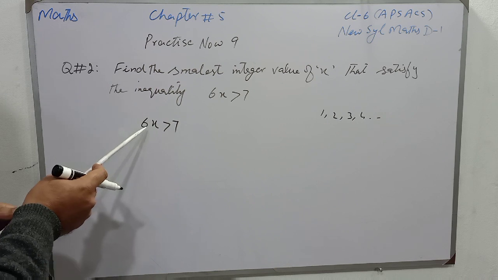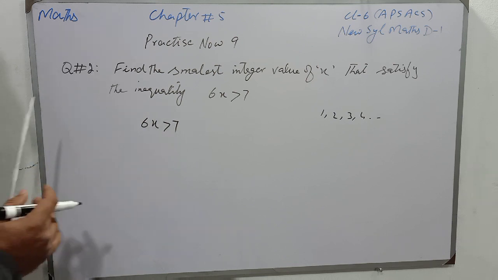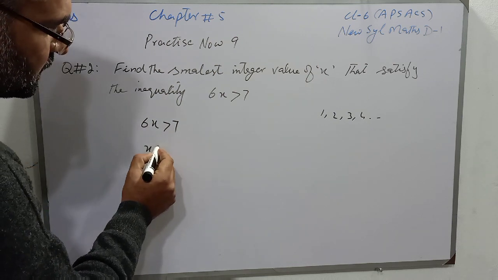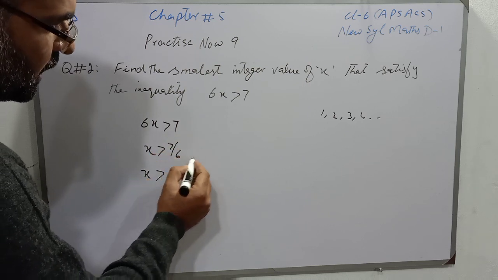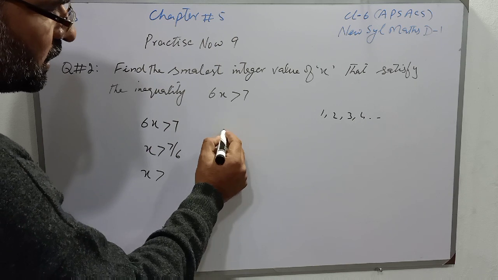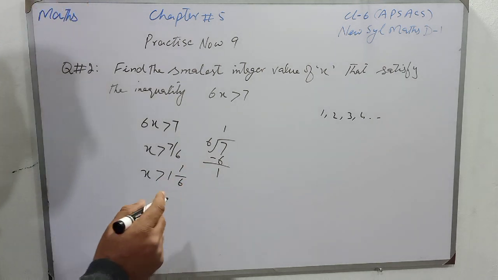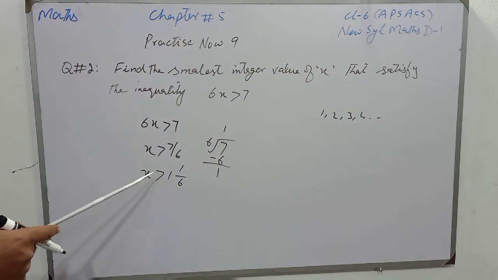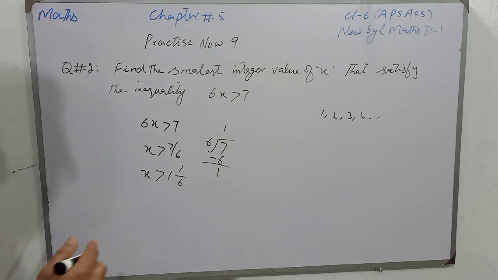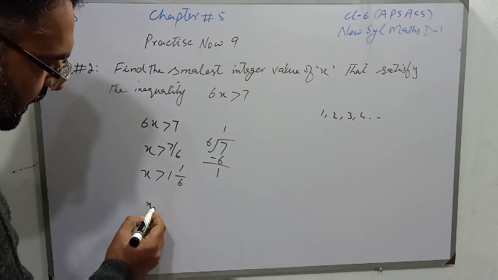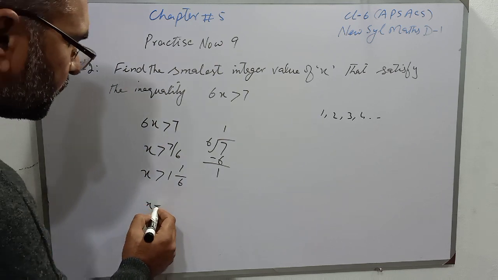But we have to solve it as 6 is multiplying with x. When we transfer it to the other side, it will divide and it is written as x is greater than 7 over 6, and x is greater than 7 divided by 6 means 6 ones are 6 and it is one whole number and 1 over 6. So students, the integer must be greater than 1 and that will be 2. So x must be greater than or equal to 2. The value of x will be 2.